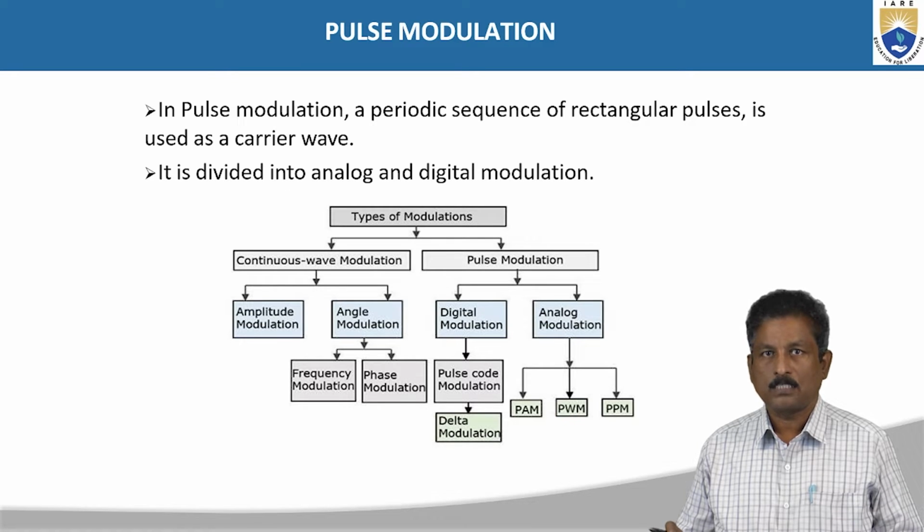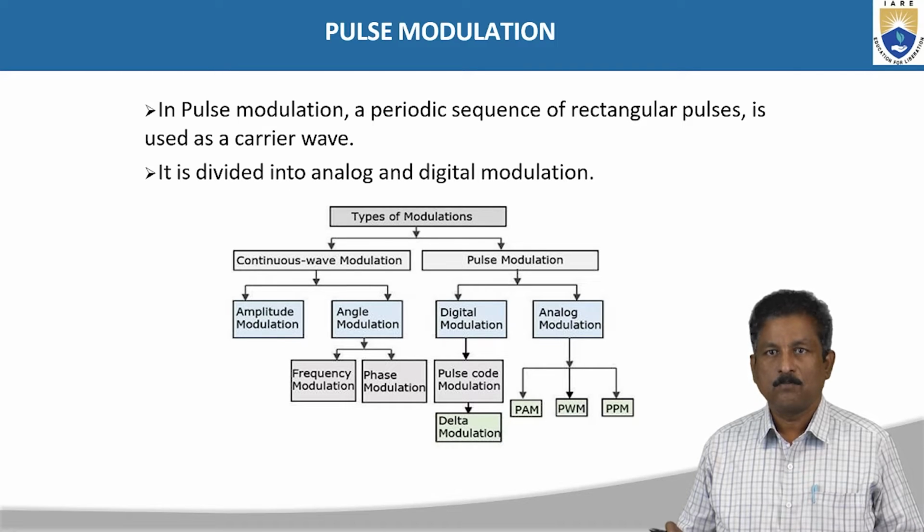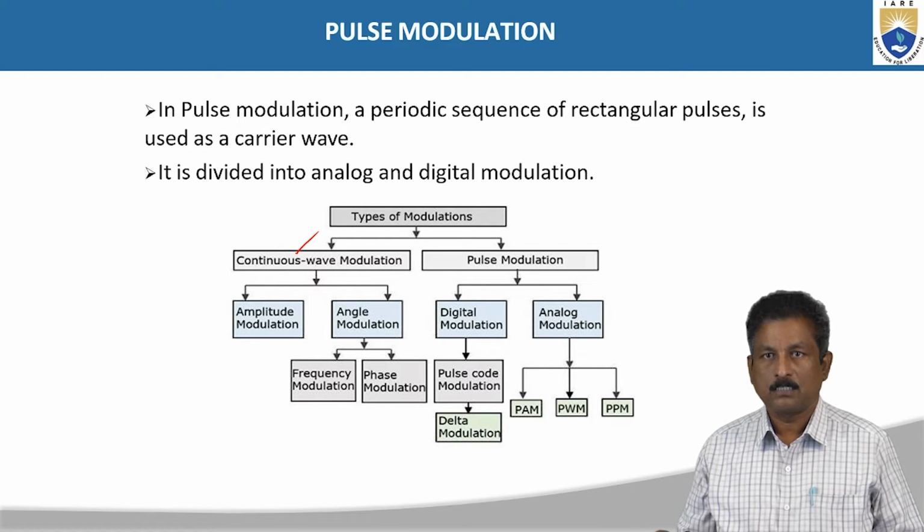Overall, we can classify modulation broadly into two categories. One is continuous wave modulation, and the other is pulse modulation. In the analog communication system, we have already discussed all the continuous wave modulations.